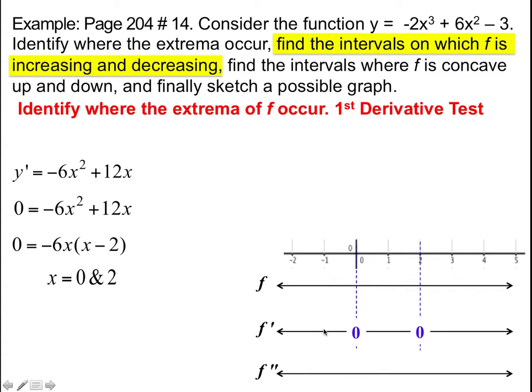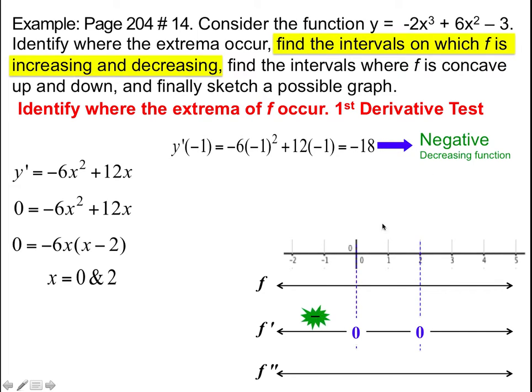So here's our derivative. Let's go ahead and test negative 1. When we throw negative 1 in, we get negative 6 times negative 1 squared plus 12 times negative 1. So this is negative 6, this is negative 12. Altogether, we've got a negative 18. So that's a negative value, which means we have a decreasing function in this region.